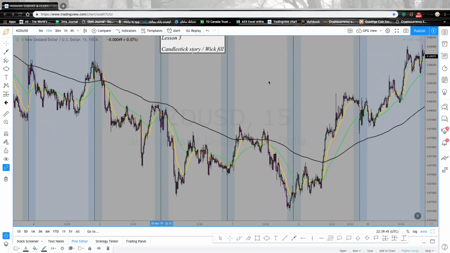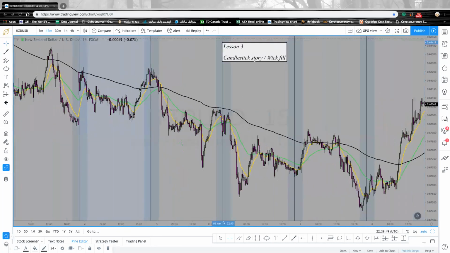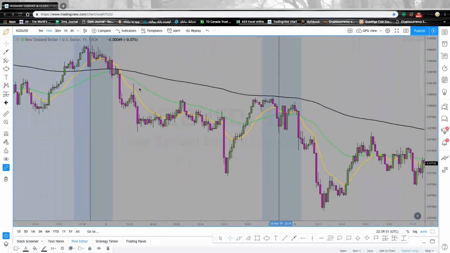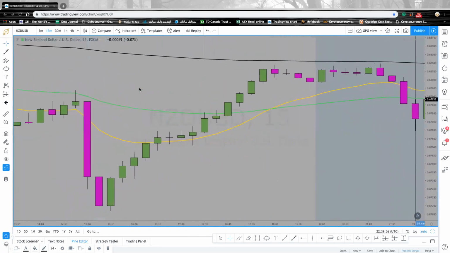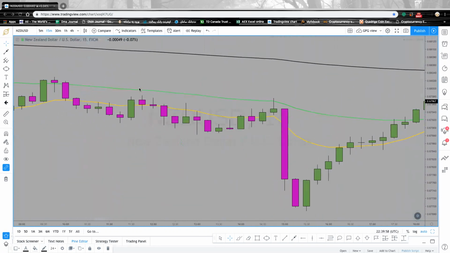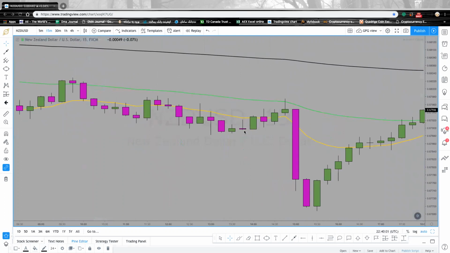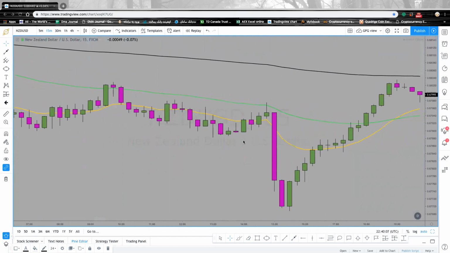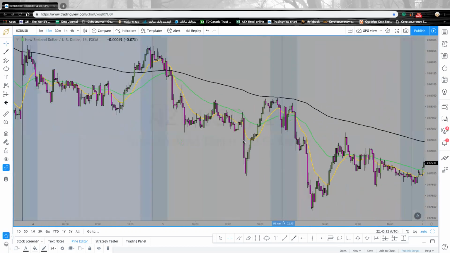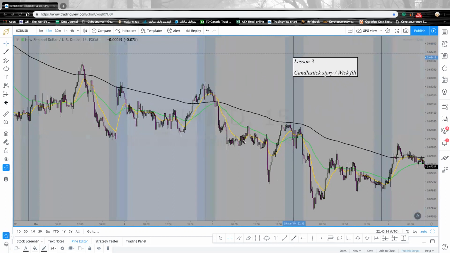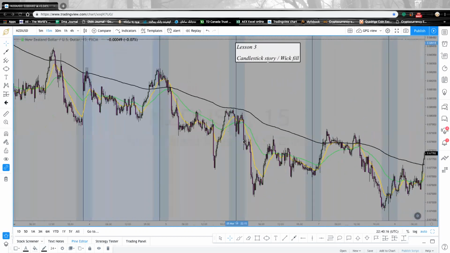What do I mean by candlestick story? Candlestick story means every single candle in this market, in any chart, has its own story. No matter how small it is, no matter how big it is, they are telling you stories. And I want to tell you how you can understand the language.